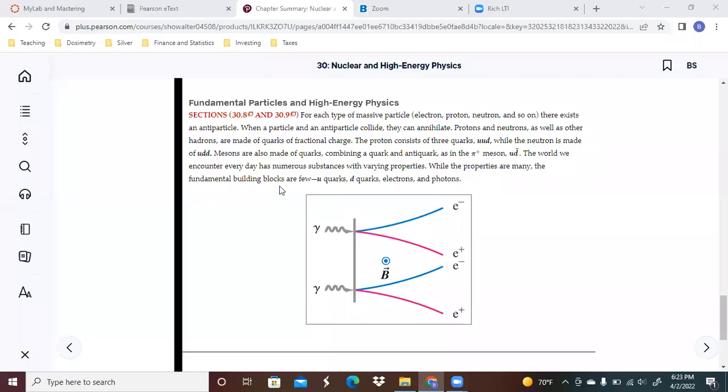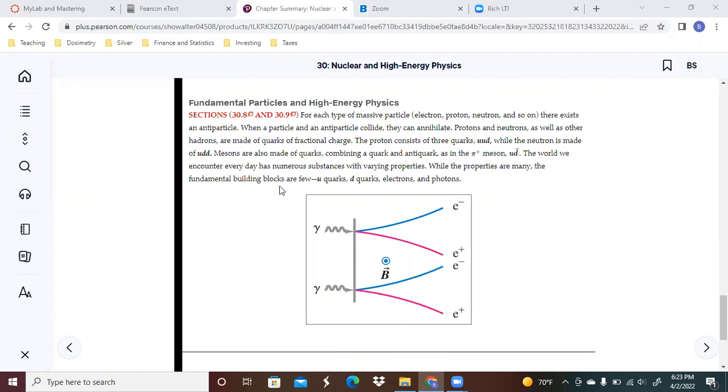This is going to be the lecture over sections 30.8 and 30.9. So for each type of massive particle, electron, proton, neutron, there exists an antiparticle. When the particle and the antiparticle collide, they can annihilate.